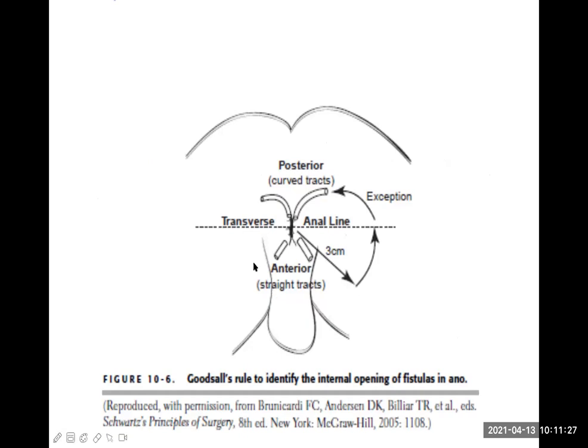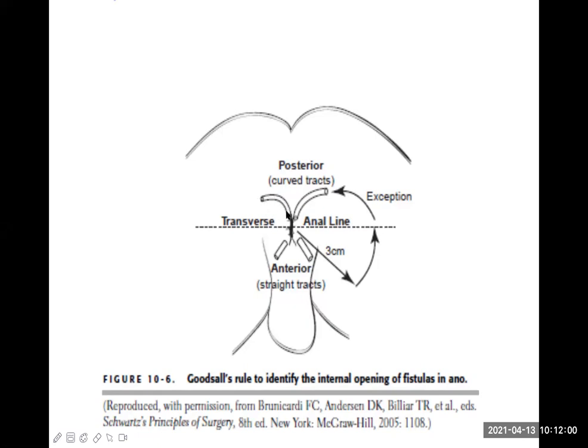Now see this. These are the anterior openings. The external opening is anterior, so the tracts are straight. They are the straight ones. And these are the posterior external openings, and when we pass a probe here, it is a curved type of fistula.